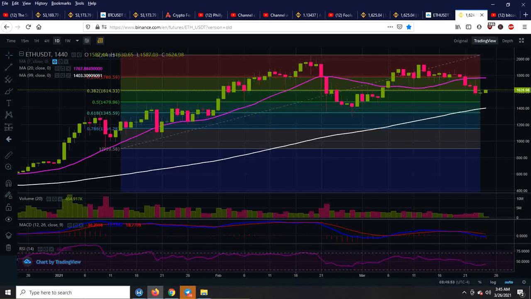Now, daily time frame. I want to point out the Fibonacci retracement is a very important level. And I've talked about this repeatedly, guys. And this is the same thing going on. Again, a 0.5 Fibonacci retracement from Ethereum would be 1480, right?